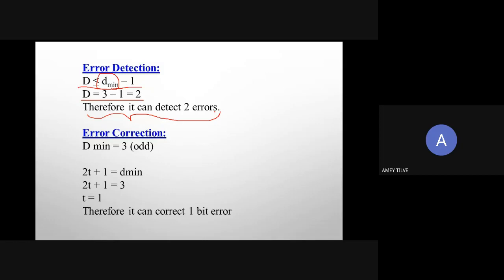D is 3 minus 1, which is equal to 2. Therefore, it can detect 2 errors. Now let us see how many errors it can correct. Let us solve our second question. How many errors can it correct?